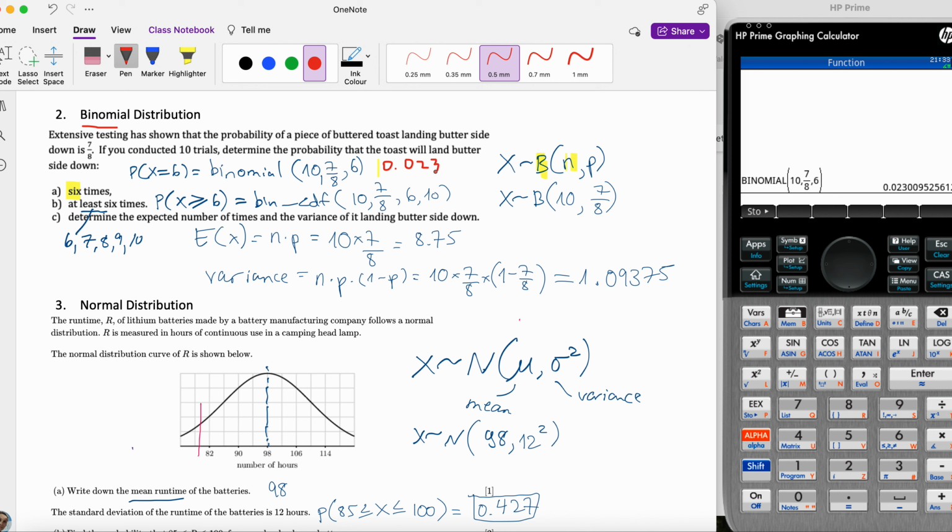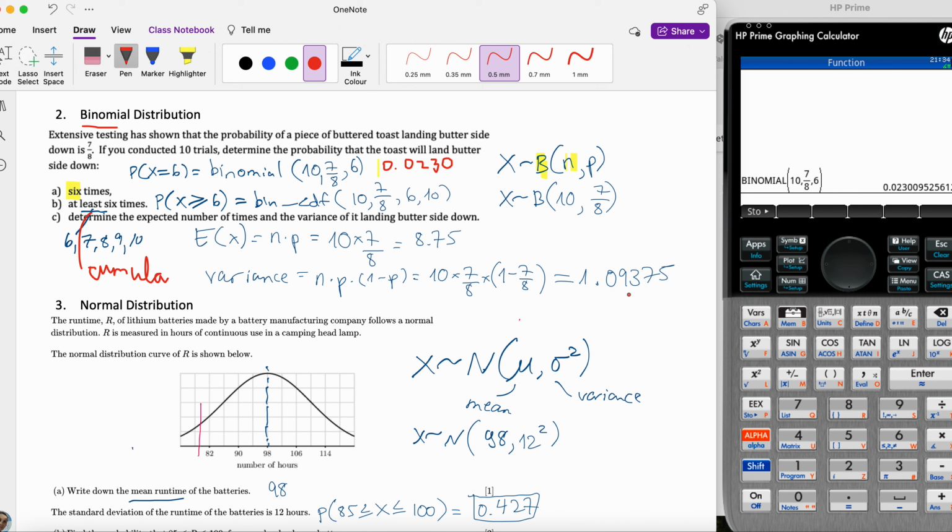0.02, three significant figures, by the way, would need another 0 here. Okay, next one. At least 6 times. As soon as you hear this "at least", what you want to be thinking is that this is not density now, but cumulative, okay? Because you're happy with 6 or 7 or 8 or 9 or 10, so a whole bunch of outcomes.